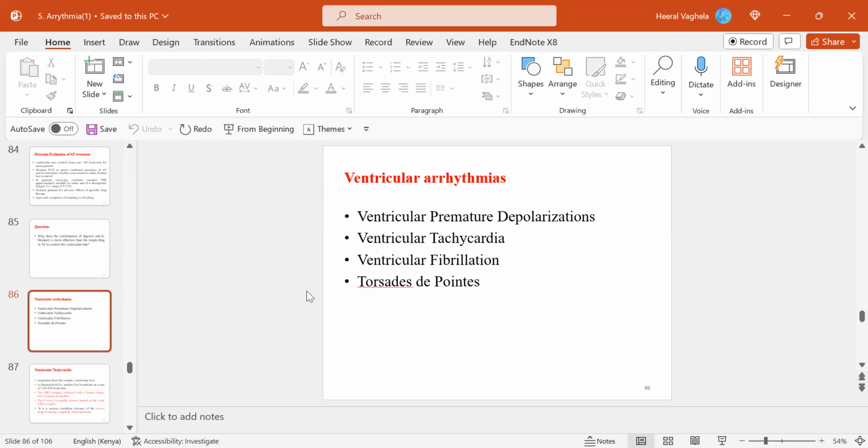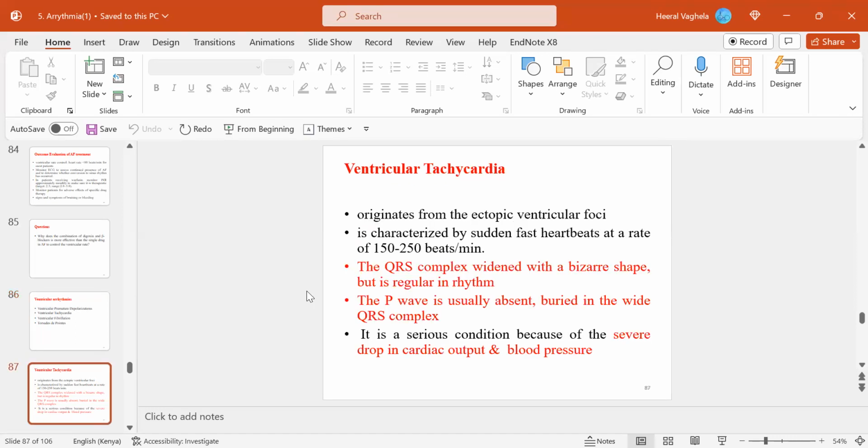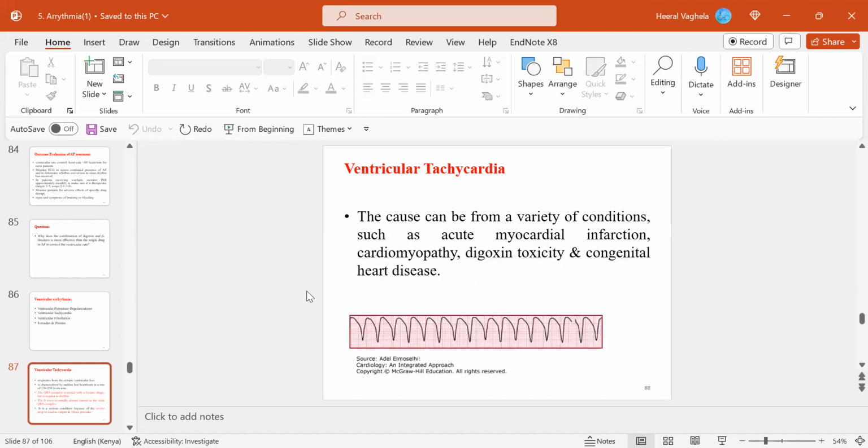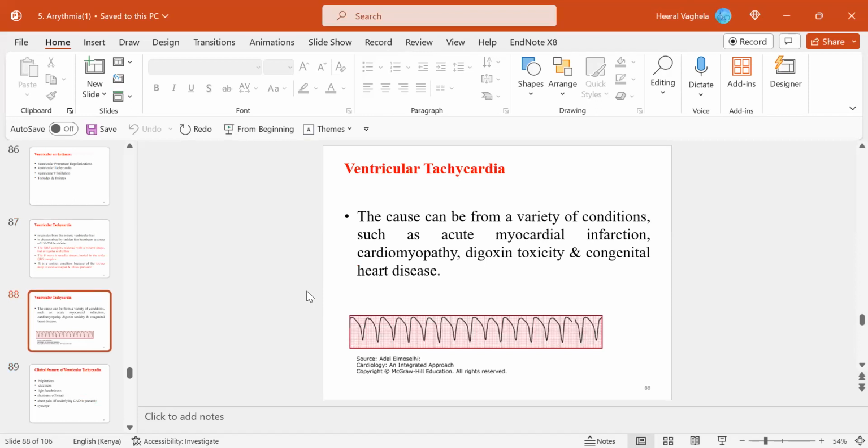Then we go to the next one, which is now ventricular arrhythmias. The main one would be ventricular tachycardia, where it's fast heartbeats at a rate of 150 to 250 beats per minute. And even over here, the P wave is usually absent because the QRS complex is quite wide, so it covers the P wave. Another one that we saw where the P wave was absent was in atrial fibrillation. So over here we can see it does not look anything like the normal QRS complexes. It's just like this.